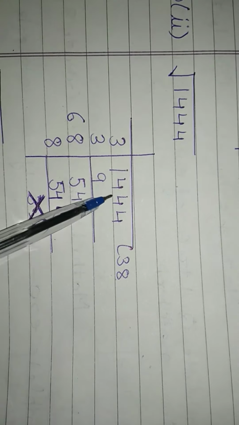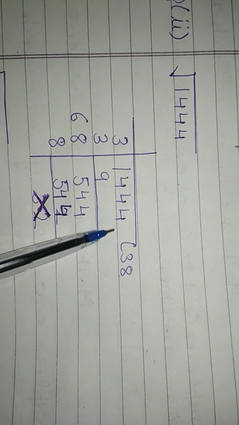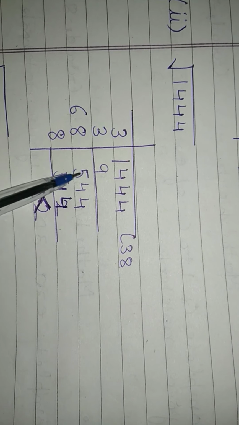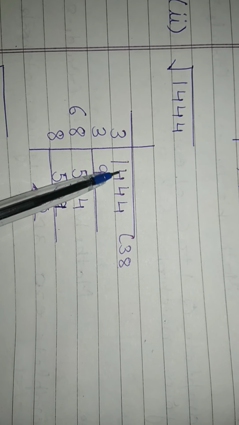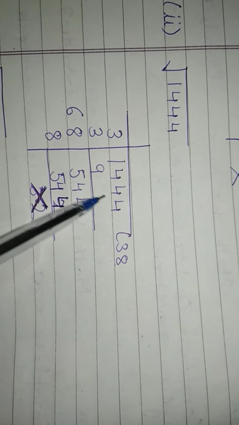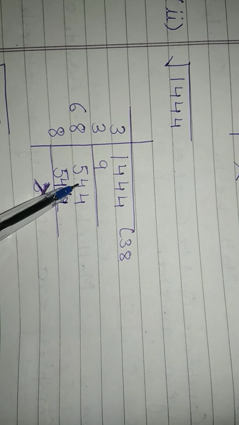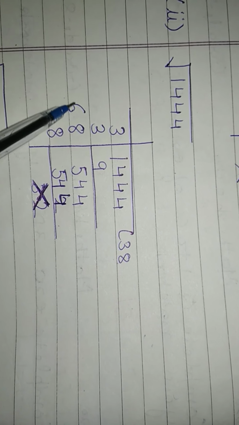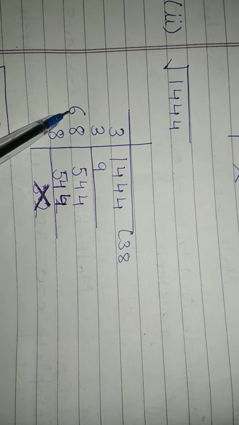In the second part we have 1444. So square of 3 gives us 9. We will subtract the given numbers and we will get 5. After that we will take the numbers of the second period, that is 44. Now 3 plus 3 becomes 6.